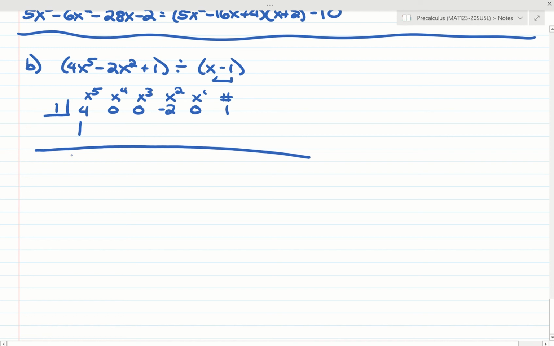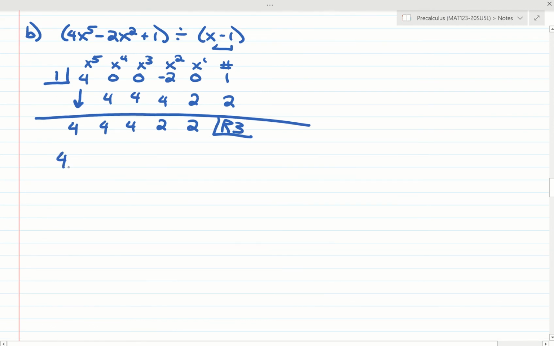Bring the 4 down. 4 times 1 is 4. Add them together. 4 times 1 is 4. Add them together. 4 times 1 is 4. Add them together. 2 times 1 is 2. Add them together. 2 times 1 is 2. Add them together. You get a remainder of 3. And our depressed polynomial would be 4x to the 4th, because it's 1 degree lower, plus 4x to the 3rd, plus 4x squared, plus 2x plus 2, with the remainder of 3.